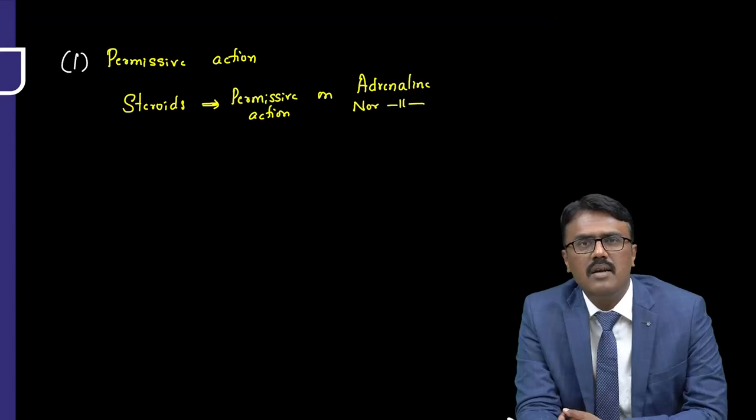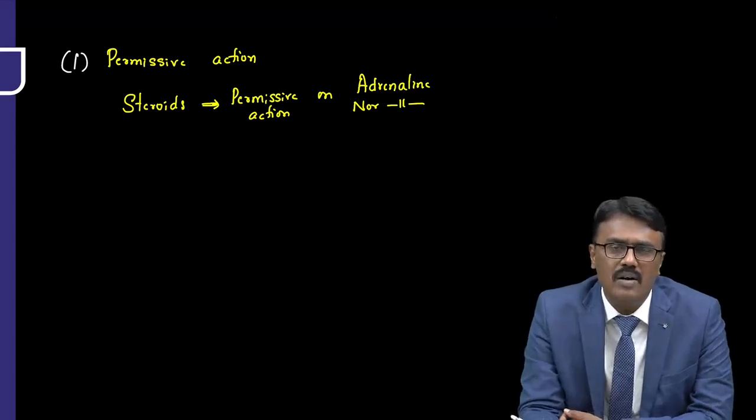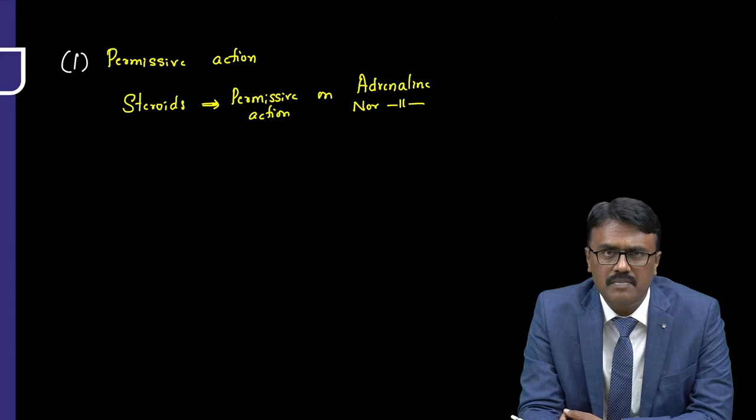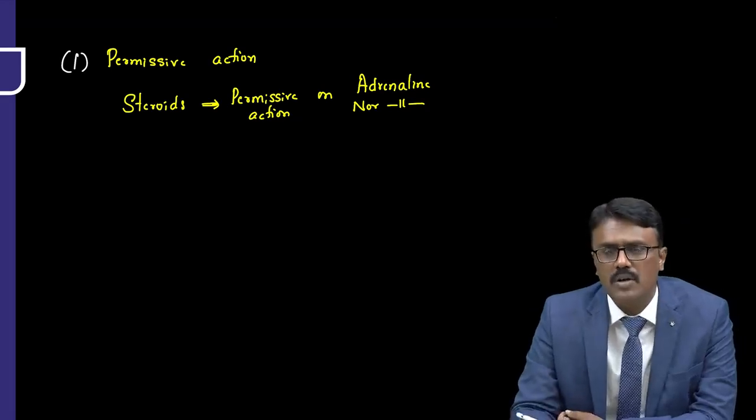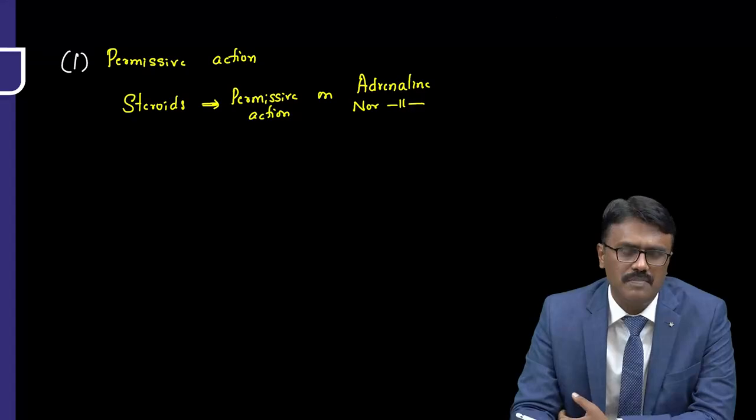That's why a person who has less steroid or steroid absence cannot survive. Even though they have adrenaline and noradrenaline, they cannot function fully. So that is called permissive action of steroids, which you have studied already in your physiology.